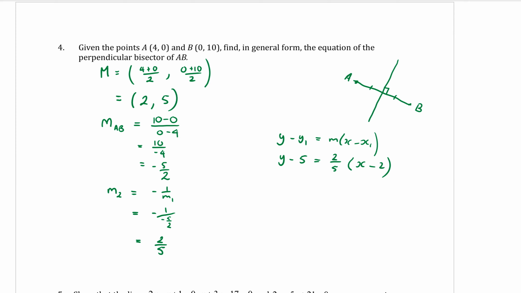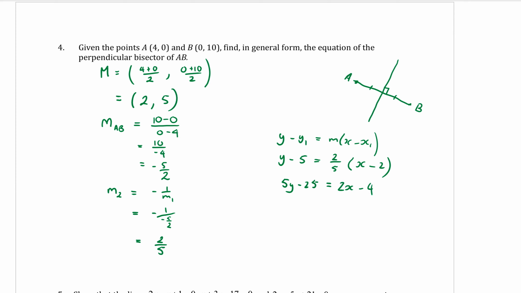I was just checking my question, looking back there. It says find the equation in general form. So with that in mind, I'm going to times the 5 across to the other side so I can get rid of the fraction straight away. So that's going to be 5y take away 25. And the 2 that's on the top is going to expand through that second bracket, 2x minus 4.